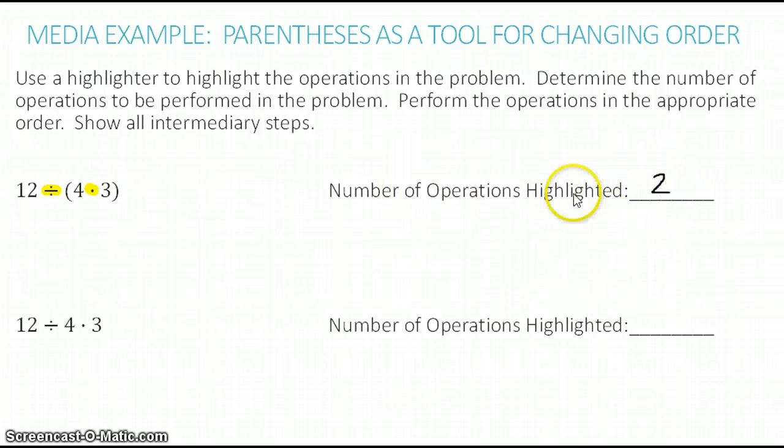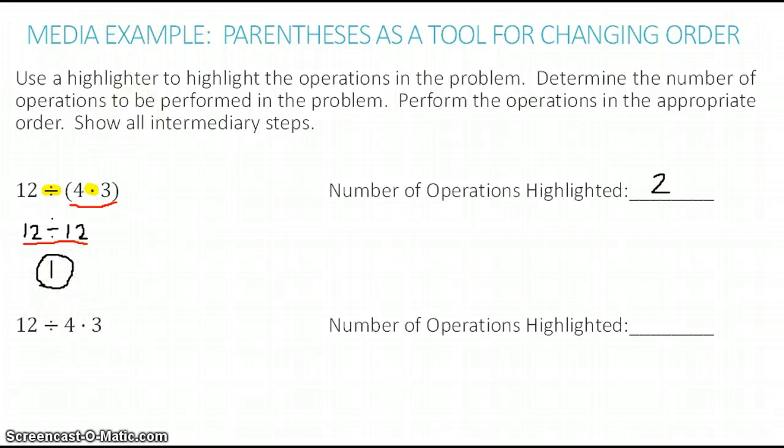So we had two operations to perform, and typically when we have division and multiplication we know they have the same order and we work from left to right, but because of these parentheses we're going to do 4 times 3 first. So now we have 12 divided by, well, 4 times 3 is 12. And now we'll do our last operation. 12 divided by 12 gives us 1, which is our final answer.